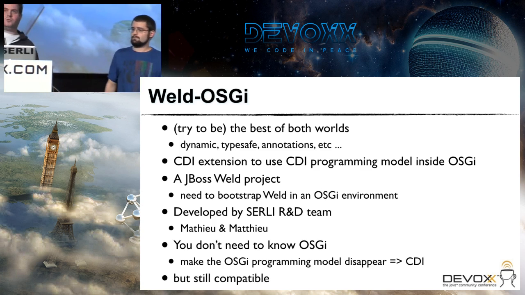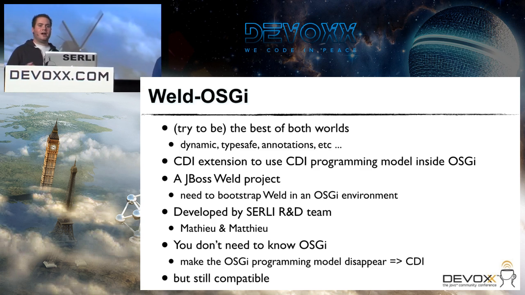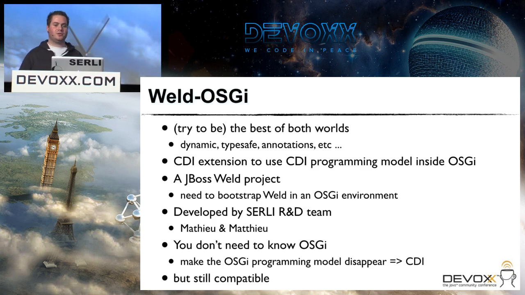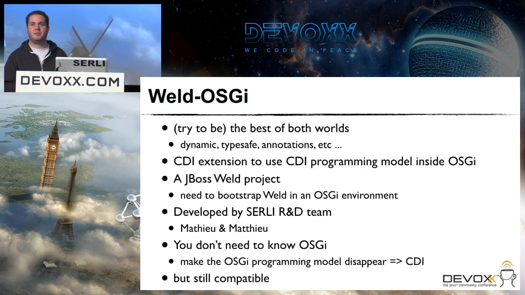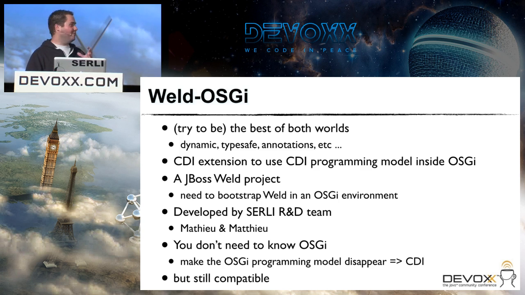Okay, so with Weld-OSGi, we try to combine the best of both worlds. We try to combine the type safety, the simplicity, and the nice programming model of CDI with the dynamism and the modularity of OSGi. So Weld-OSGi is just a CDI extension that allows you to use CDI inside an OSGi bundle. But we add some APIs to provide deep integration with OSGi layer.